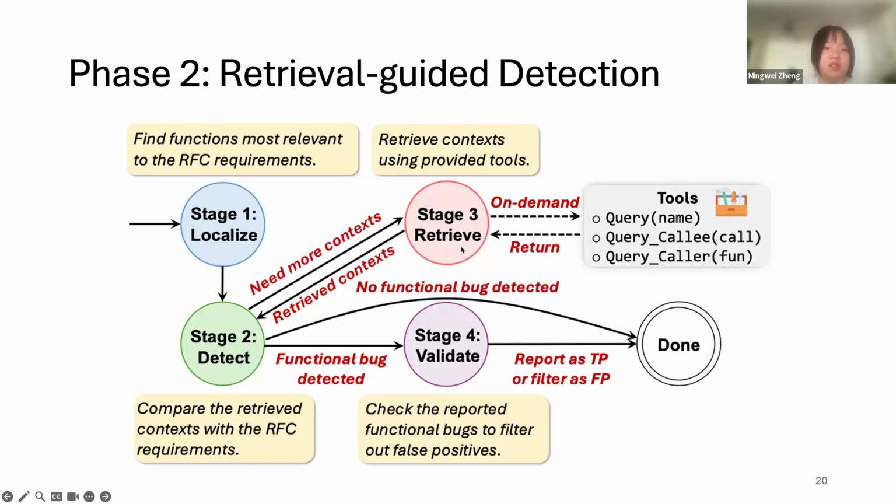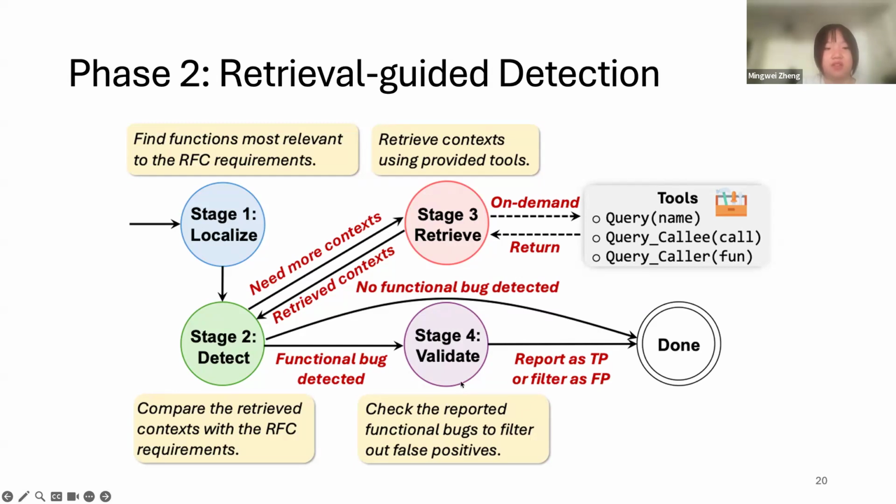Once we call this kind of tool, the definitions returned by these tools will be returned to the detect stage in order to further compare this retrieved context with the RFC requirements. Once it is able to make a decision, it will either report a bug or mention there's no bug detected. If there is any bug detected, then it will go to the validation stage for further self-reflection.